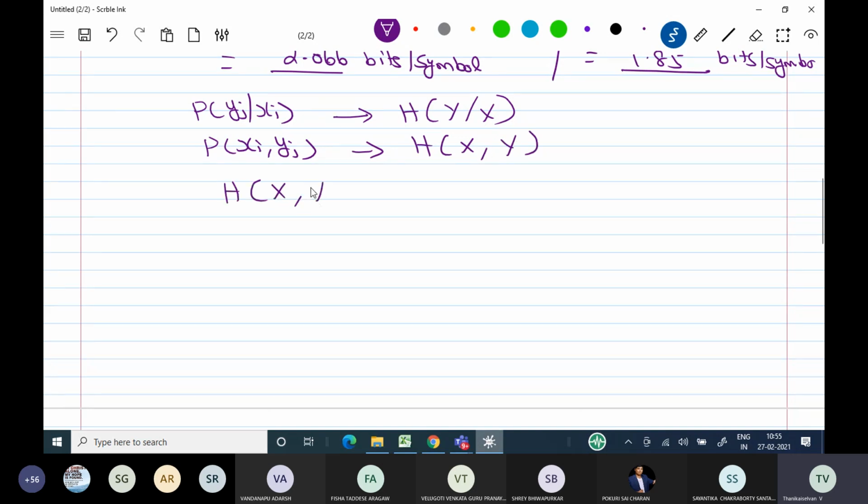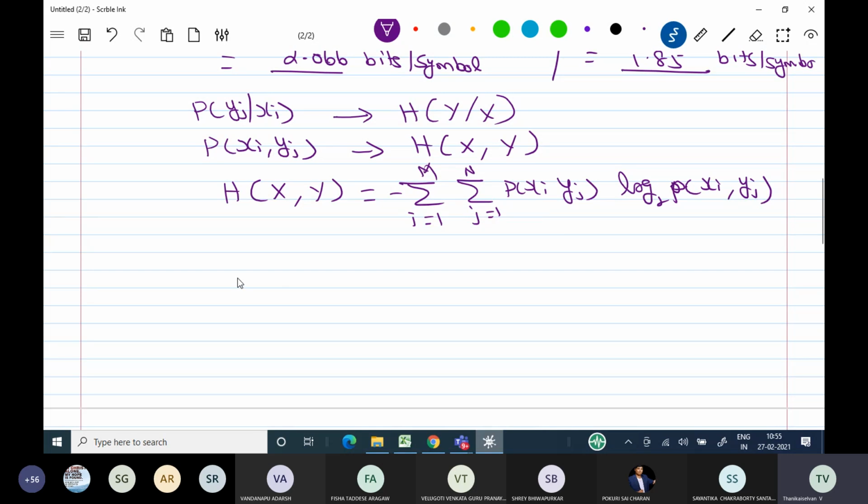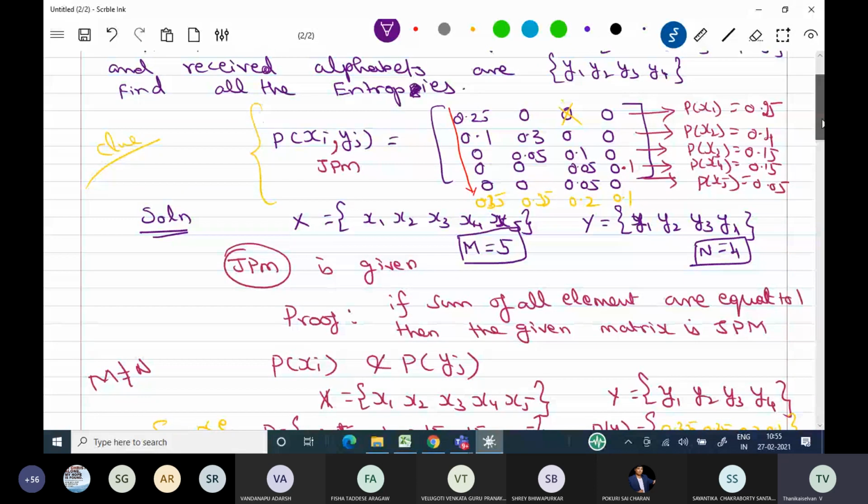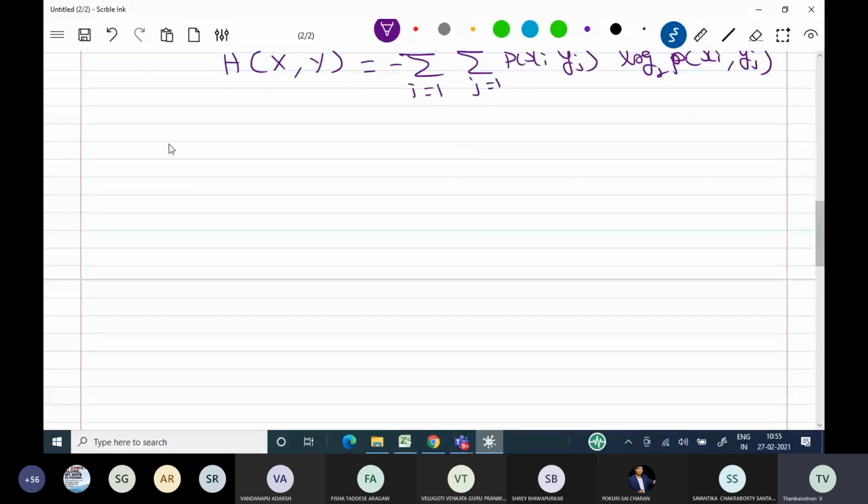H of X comma Y is equal to double summation, minus, i equal to 1 to capital M, j equal to 1 to capital N, probability of xi comma yj, log base 2 of probability of xi comma yj, because the joint probability matrix is available with us. This is one of the formulas we have already come across for calculating joint entropy. Whatever elements are available in the joint probability matrix, all are going to be utilized.